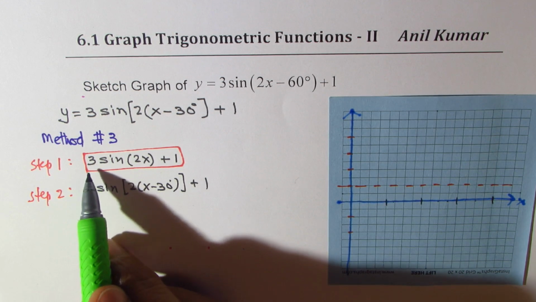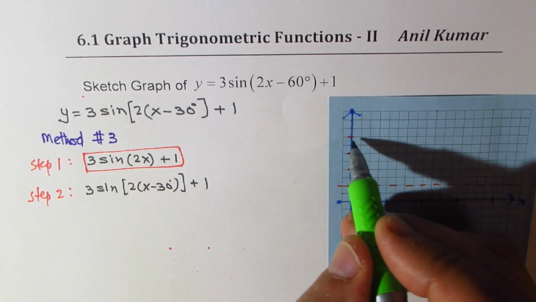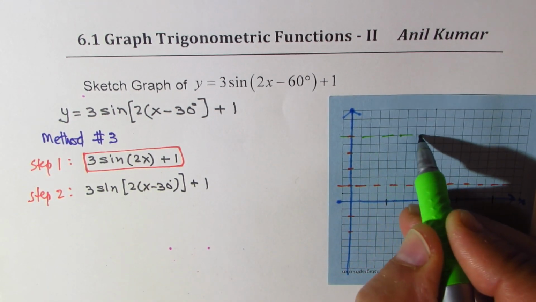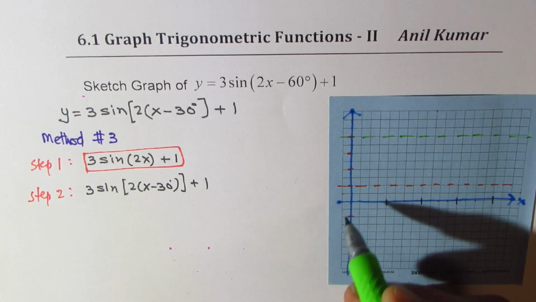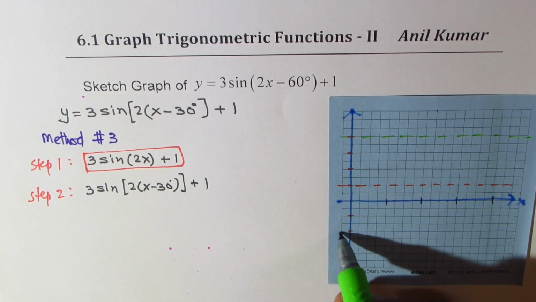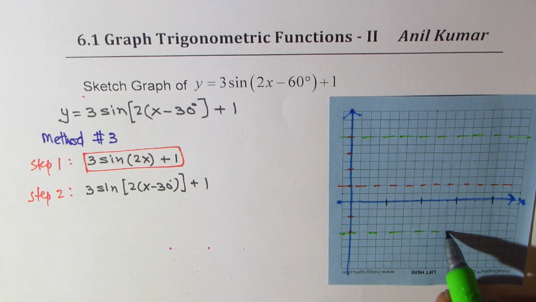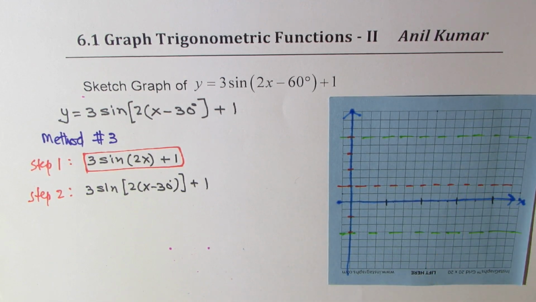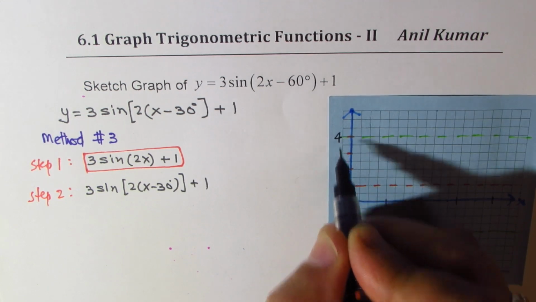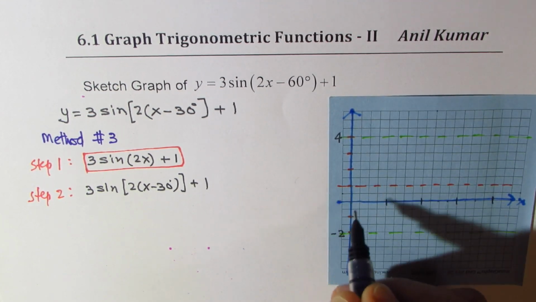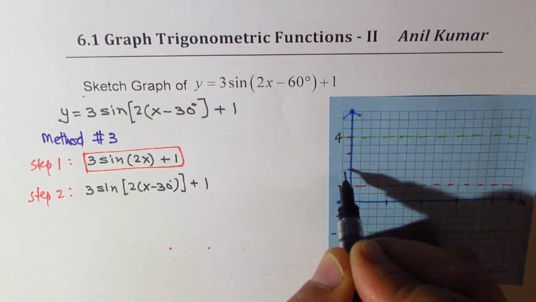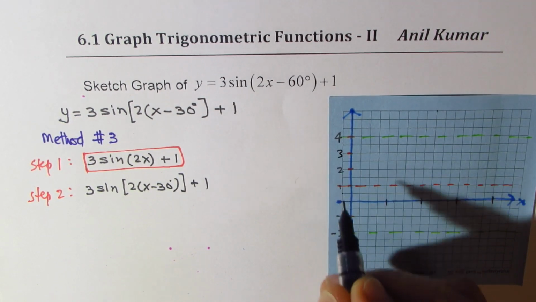Now the maximum is 3 up. So 1, 2, 3. Our graph will go up to this point. 1, 2, 3 down. Do you see that part? So that is the range of the function, right? This is the range, which is from 4 to minus 2. Each division is 1 unit as shown here.